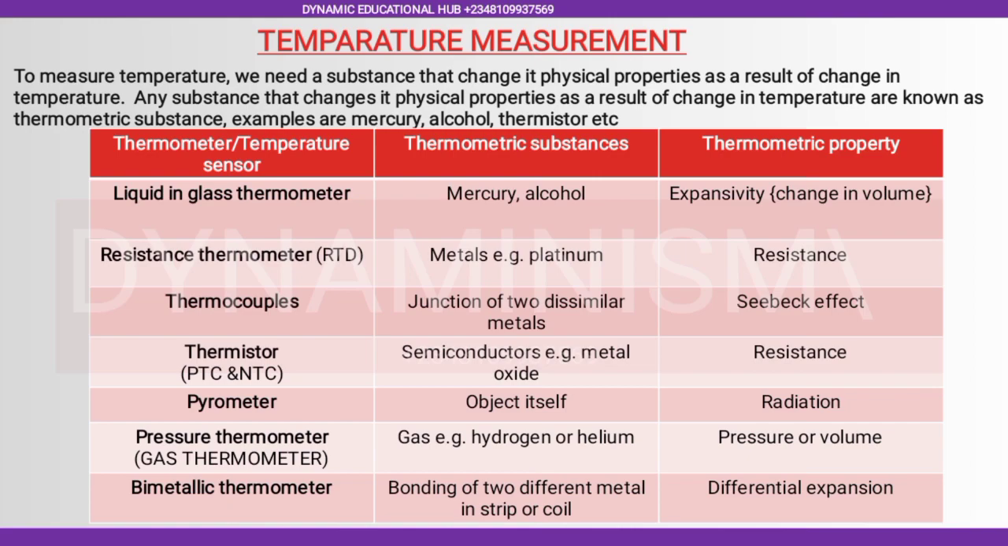To measure temperature, it's not only temperature. To measure anything, you are using a sensor. We call it a sensor. A sensor must be able to change its physical properties as you have a change in whatever you are measuring. So that is called what? Thermometric. For instance, if you want to measure temperature, you need a substance, a material that changes its physical properties, properties that you can see as temperature changes.